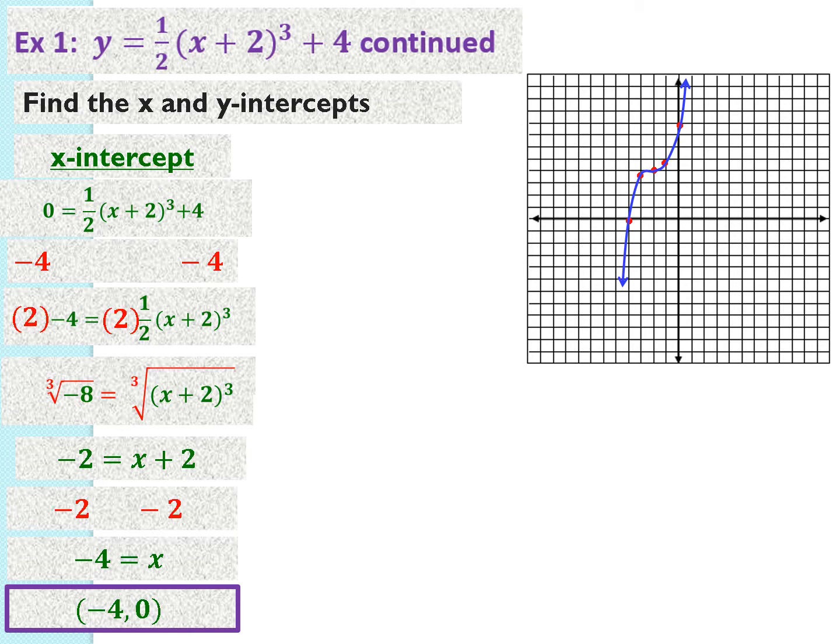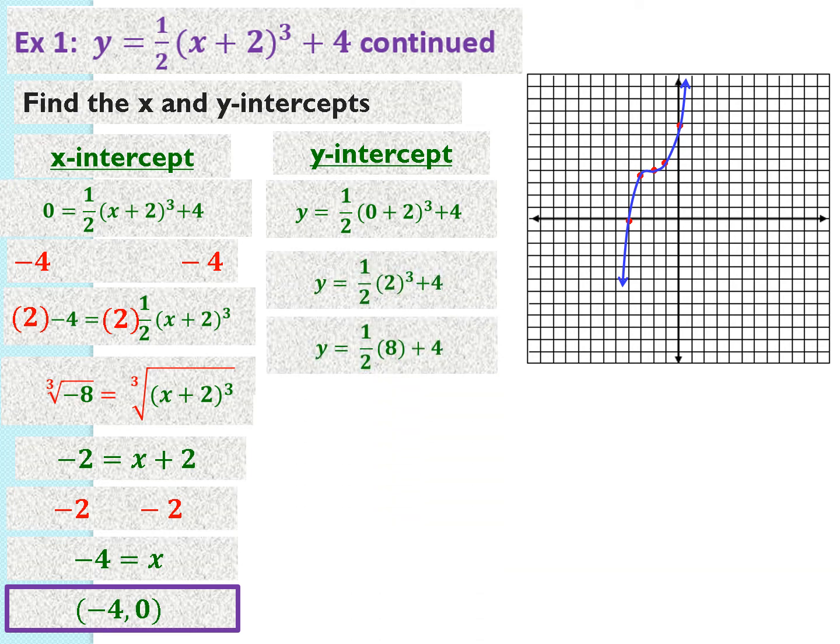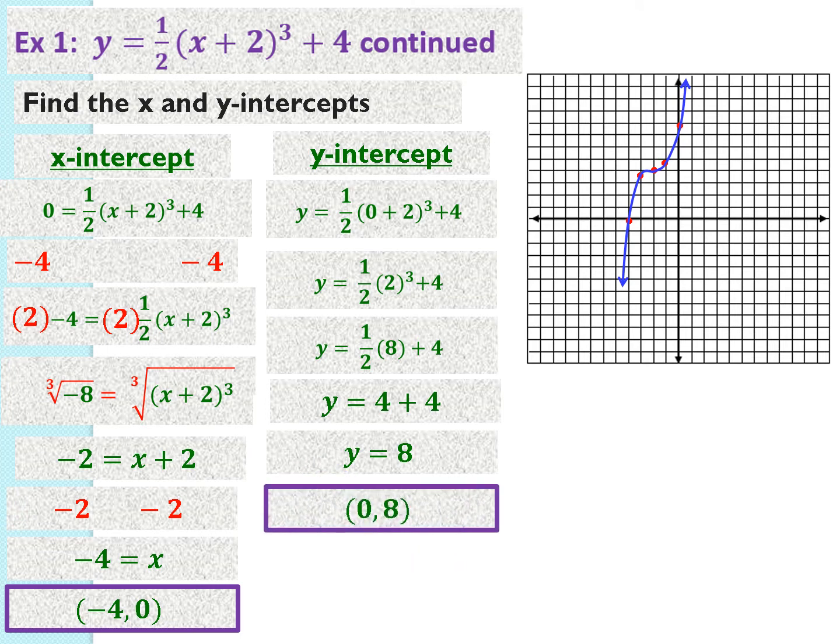Now, for the y-intercept, remember that's where x is 0. So 0 plus 2 is 2. 2 cubed is 8. Half of 8 is 4. 4 plus 4 is 8. So 0, 8 is our y-intercept.